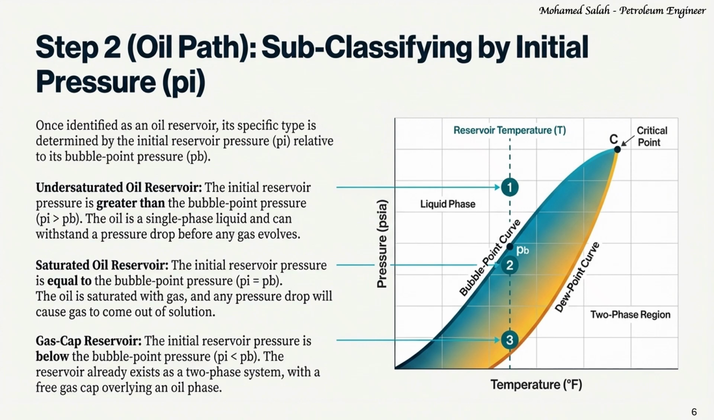A gas cap reservoir has pi less than Pb, indicating that the reservoir already exists as a two-phase system with a free gas cap in equilibrium with the oil phase. This distinction is vital for determining the primary drive mechanism and calculating the initial oil in place.